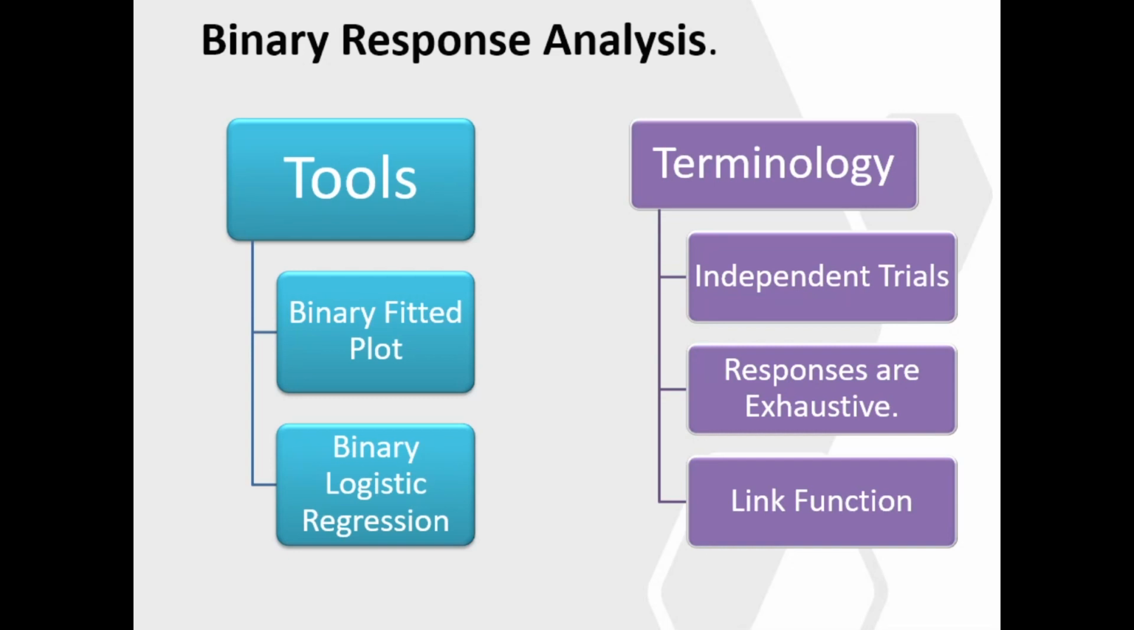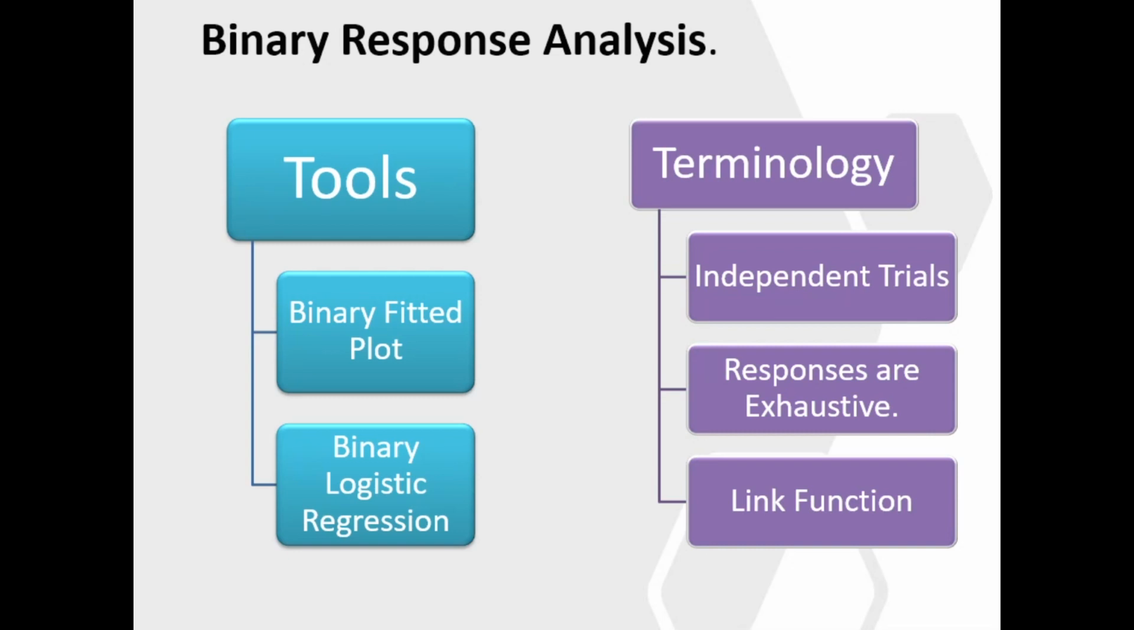So this video is going to focus on when we have a binary response, and the tools that we're going to be looking at in Minitab are the binary fitted plot and binary logistic regression. The binary fitted plot is a lot like the fitted line plot that you've used in regression before, where you have one numerical predictor against the response. Binary logistic regression is where you can have from 1 to many predictors, and they can be continuous or categorical predictors against the binary response.